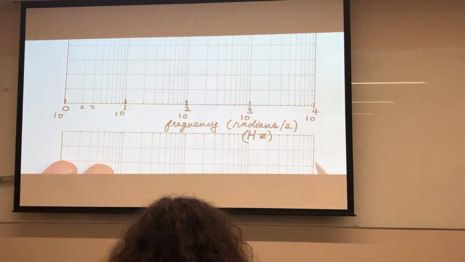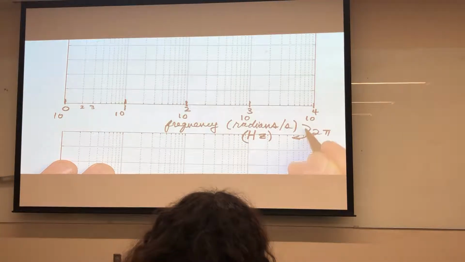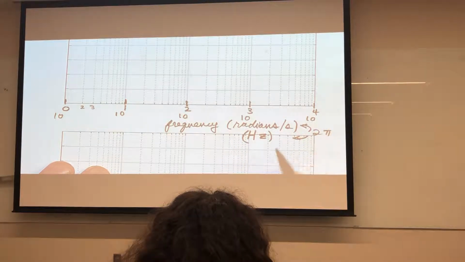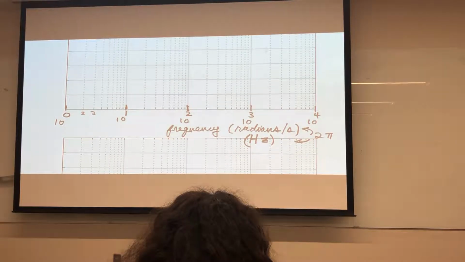And we know that there's a relationship between these two. There's a 2 pi in there that's related between the two. One of these is called omega, and the other one is f. Okay, so this is the frequency axis.